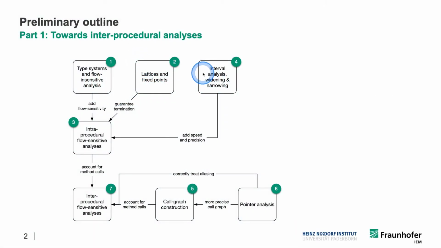To just put this into context, we already discussed flow insensitive analysis and type systems in the beginning. And then we discussed how to use lattices and fixed points to actually define so-called intra-procedural flow-sensitive analysis that operate on a single procedure using the monotone framework. We discussed a couple of extensions, such as widening and narrowing, that can be used to speed up the computation. And then in the last couple of weeks, we talked about call graph construction and all these nice algorithms that are supported, for instance, in the Spark framework.